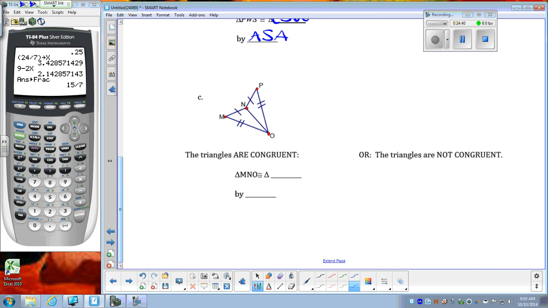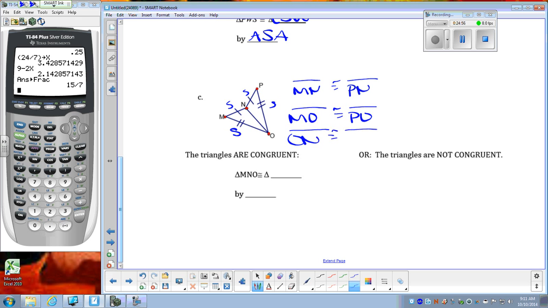Letter C, I know that MN is congruent to PN. I know that MO is congruent to PO. And I also know that ON is congruent to ON because they both use it. So I know that I have a side, side, side. So MNO is congruent to PNO by side, side, side, because I have all three sides of one triangle congruent to all three sides of the other.